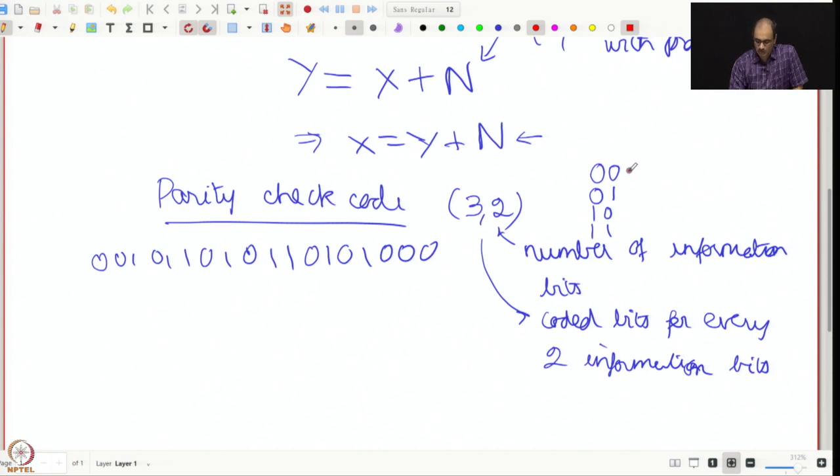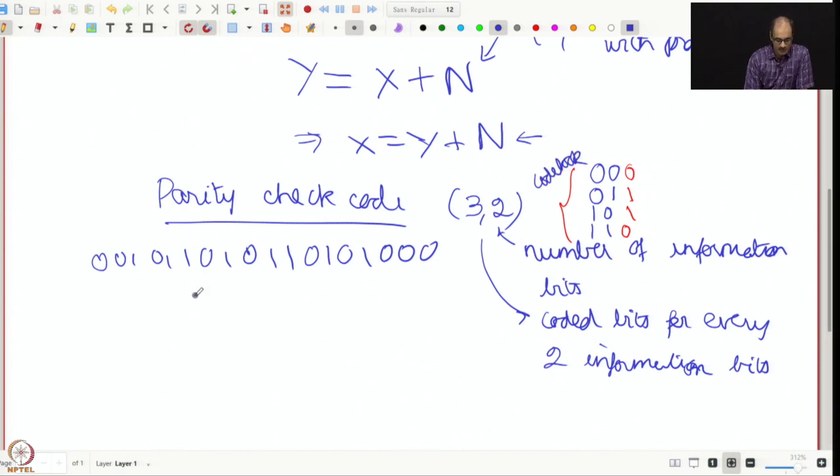So for 0 0, you have to add 0, because 0 plus 0 plus 0 is 0. For 0 1, you have to add 1, because 0 plus 1 plus 1 is 0. 1 plus 1 is 0. Remember, in the system that we are operating in, 1 plus 1 is 0. 1 plus 0 is 1 for obvious reasons, and 1 plus 1 is already 0, so we have to append 0. This is the code book that we have.